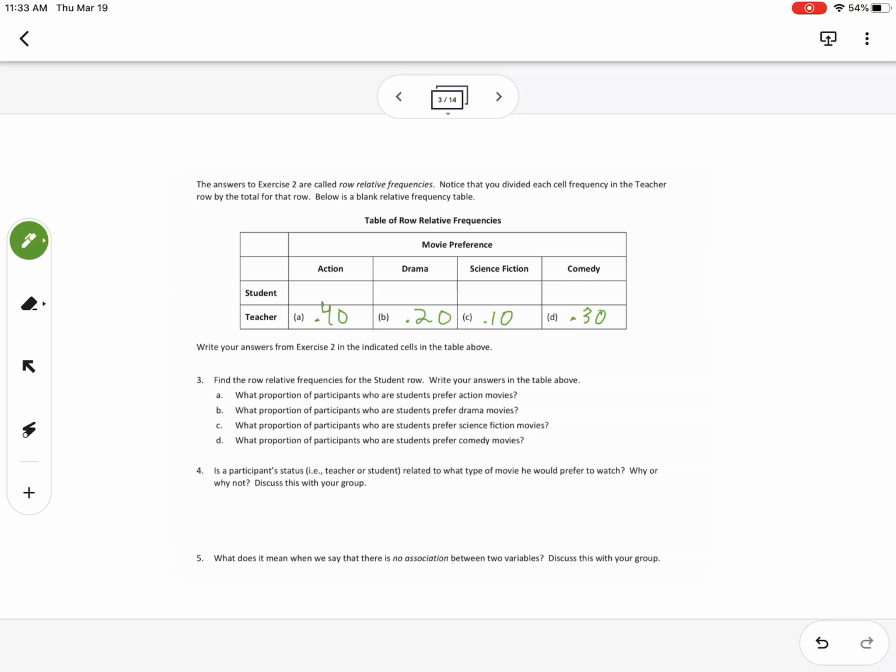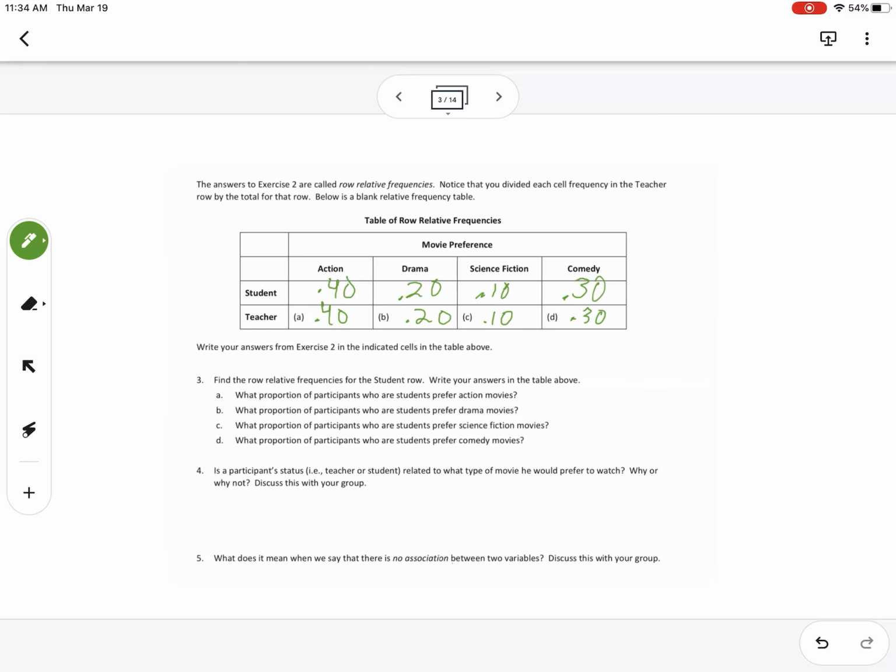All right, now that you've got your table filled out, I'm going to fill those in so you can verify your answers. These are the results you should have gotten. Looking at that, question 4 asks us, is the participant status, meaning if they're labeled as a teacher or a student, related to what type of movie they would prefer to watch? Why or why not? Take a second to think about that. Pause if you need to.